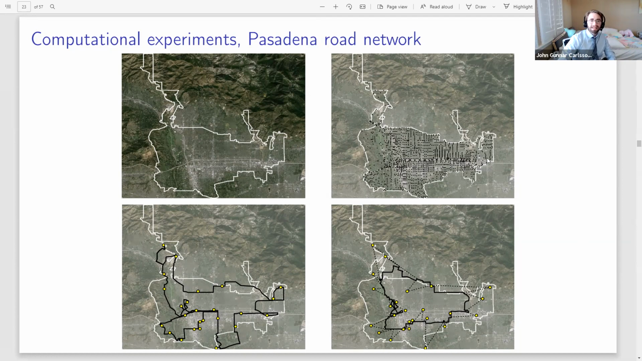So we did some computational experiments on a road network in Pasadena. This is a map of Pasadena here in the upper left. Then I took census districts here in the upper right, little dots, the centers of the census parcels, I think they're called. And then I sampled, I think, 30 of them here and took a TSP tour of them.